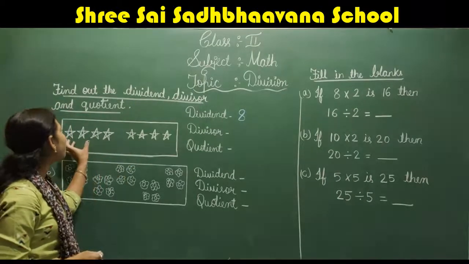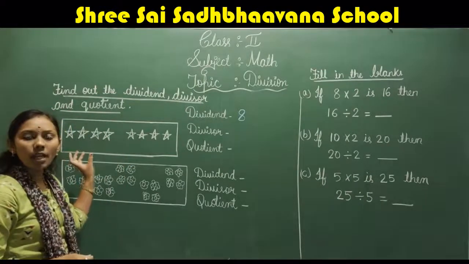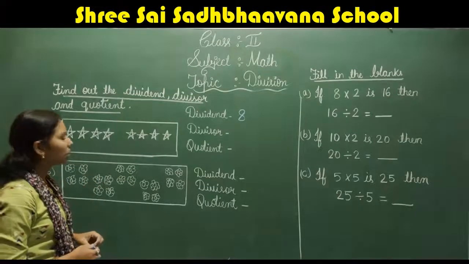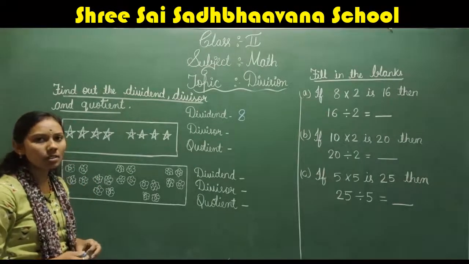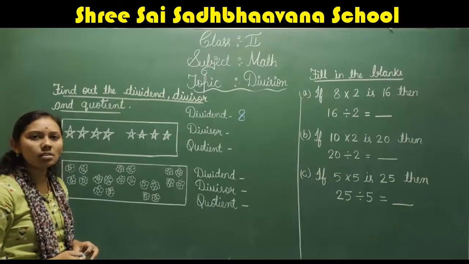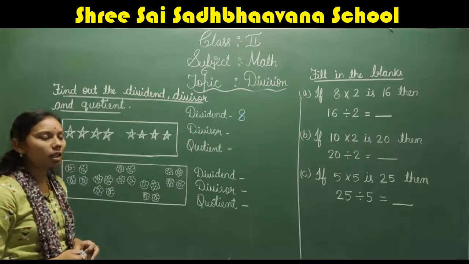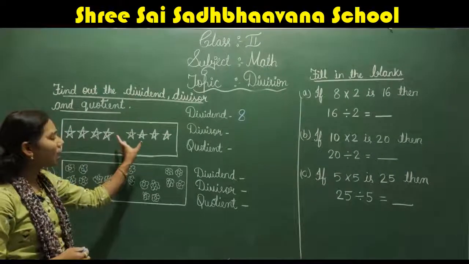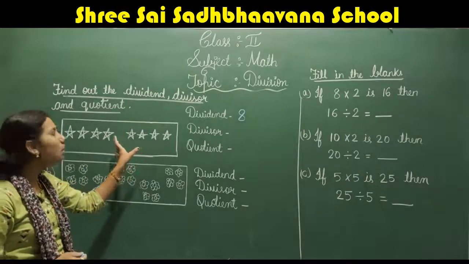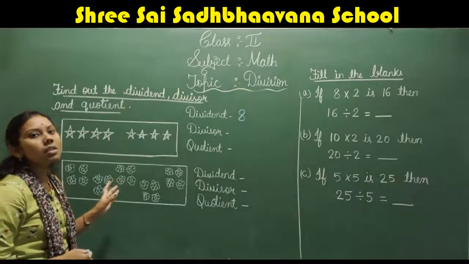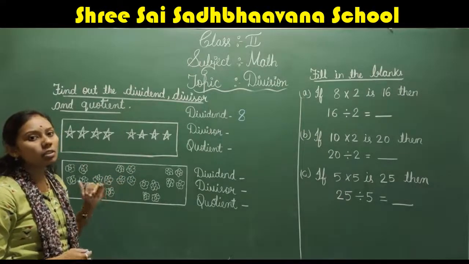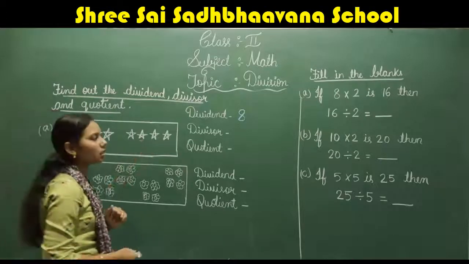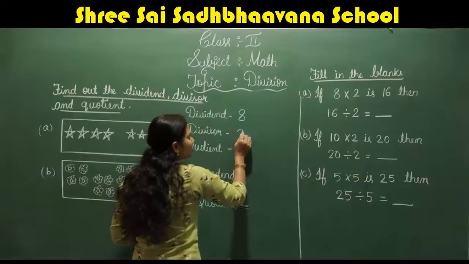These 8 stars, how many groups have they made here? Do you have any idea? They are distributed in 2 groups. 1 group and 2 groups. Right children? These 8 stars are equally distributed in 2 groups. That is, the divisor is 2.